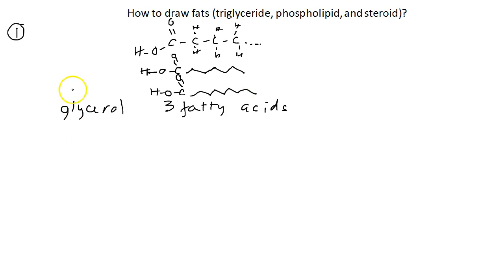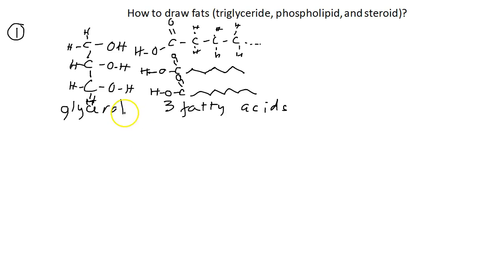Alright, what does a glycerol look like? A glycerol has 3 carbons, so I'm going to draw those. And these 3 carbons are going to be connected to 3 OH groups. And then obviously the rest you can just fill in with hydrogen.